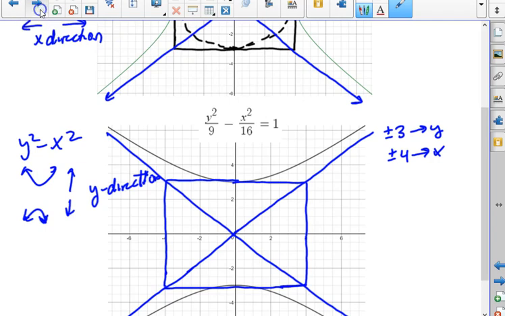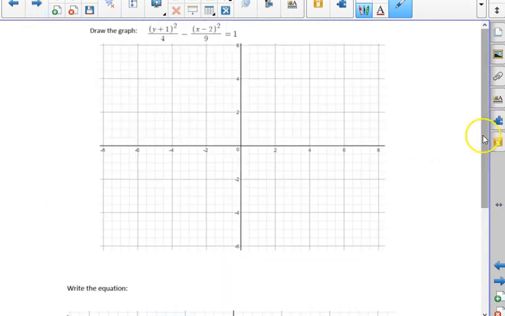Now let's look at what it would look like if we now have one that is no longer at the origin. So see if you can draw the graph for this. You might try this yourself, but it is a little challenging, so I'm going to go ahead and help you with it. If you want to pause and try it yourself first, you can.